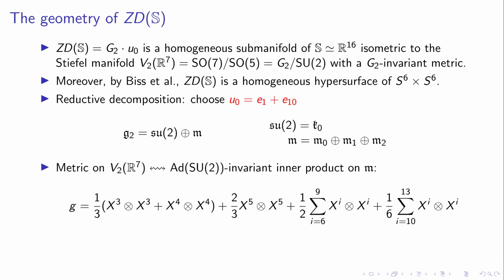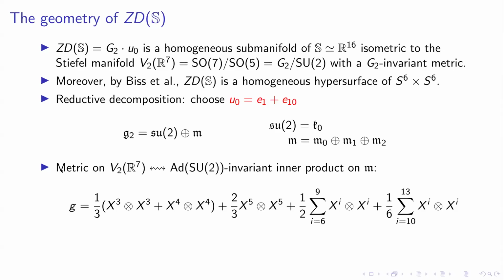Well, to study the geometry, we need a reductive decomposition. Remember, the isotropy here is the SO3 corresponding to the K0. So for the reductive complement, we can take the orthogonal complement with respect to the Killing form, to the invariant metric, and it has these distinguished subspaces. This M0 is the other copy of SO3, and these are other subspaces of dimension 4.